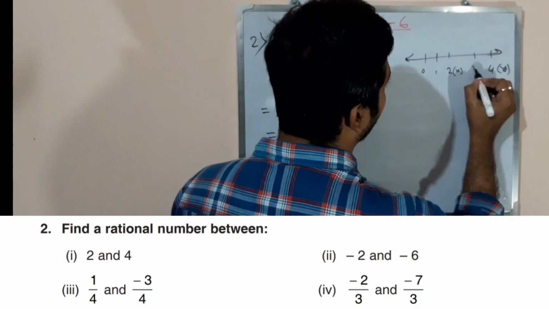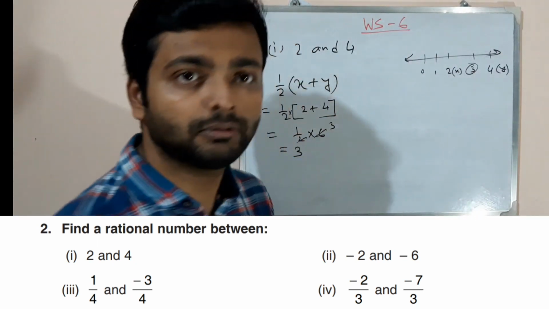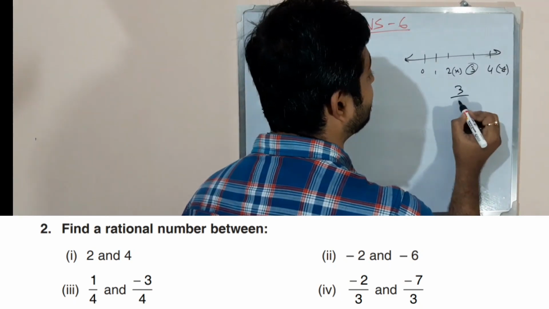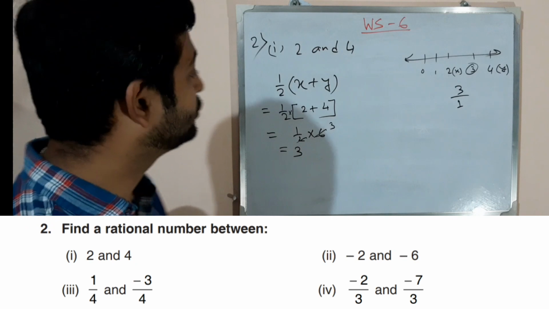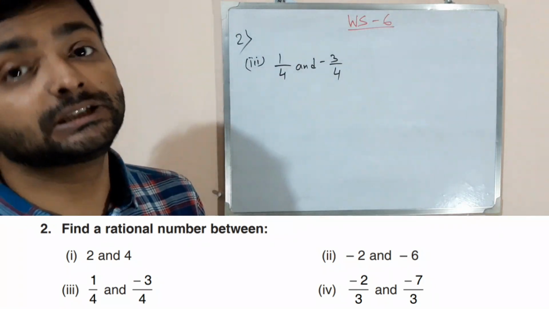So in between, you all know 3 is another integer number in between 2 and 4, it is present, but 3 is also a rational number because 3 can be written as 3 by 1. So 3 is the answer. Next question is 1 by 4 and minus 3 by 4.